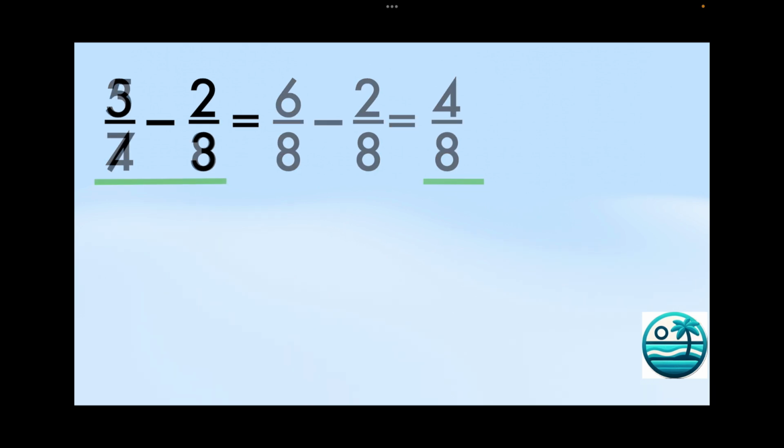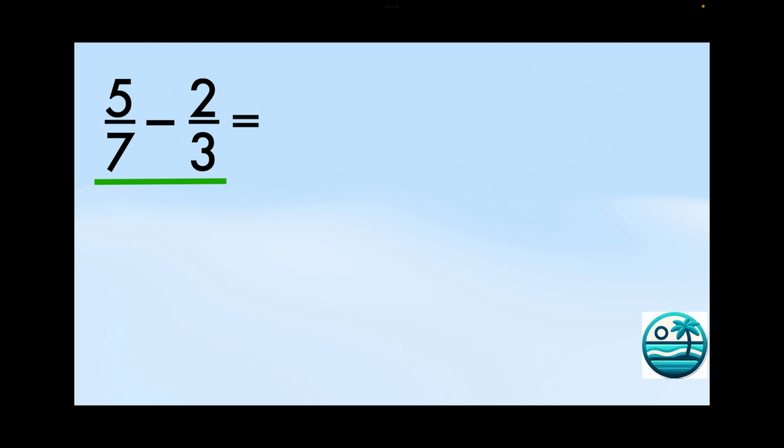Let's try another problem. 5/7 minus 2/3. I can see that these denominators are not the same, and I also notice that they're not related. I can't make the 3 into a 7. In this case, you could use the 4-quadrant method that we talked about in our addition video.